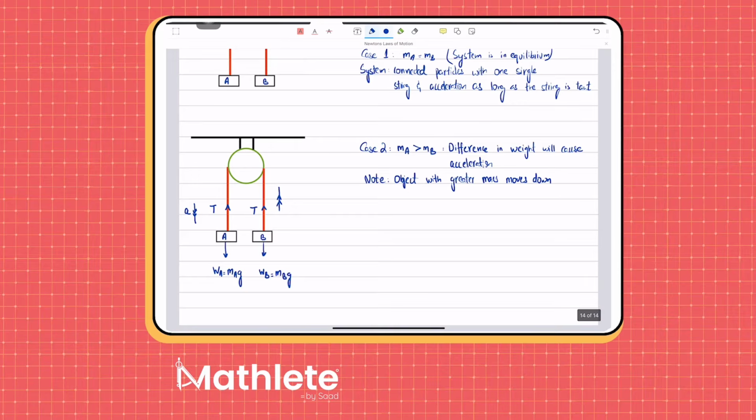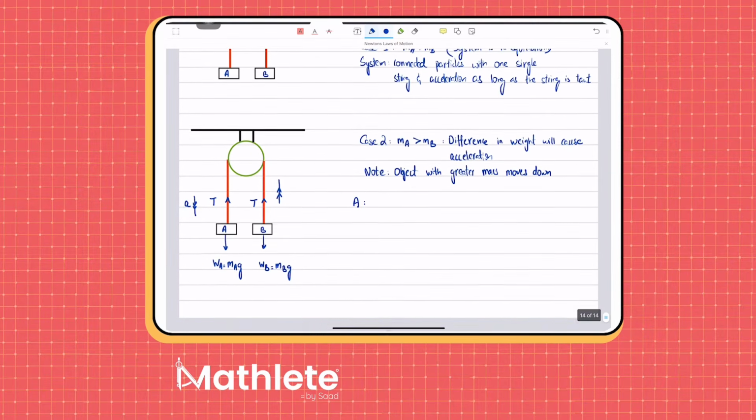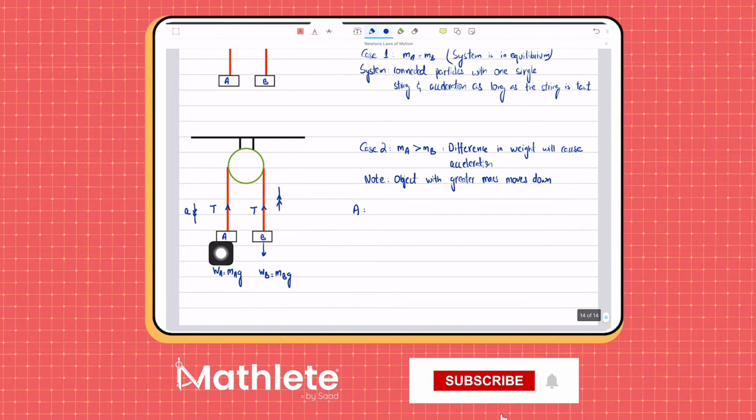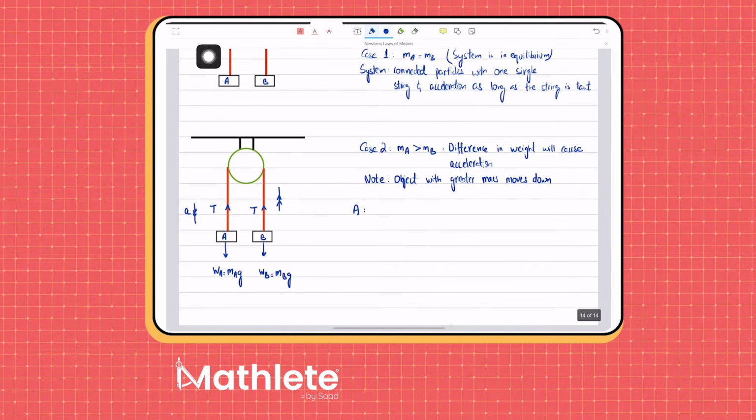Because there's a string which is passing through the pulley, if A moves down, B moves up. Okay, now let's apply Newton's second law of motion on particle A. What's the force that's acting downwards? Which force is the greater force? The downward force. Why? Because it's moving down. So definitely the downward force is greater than the upward force.